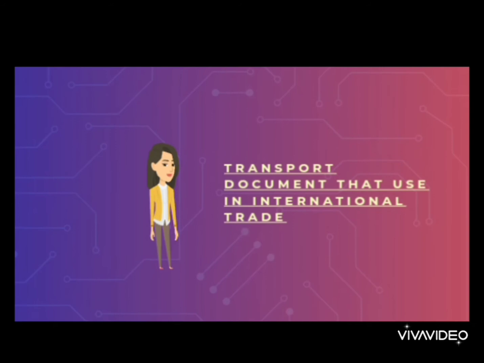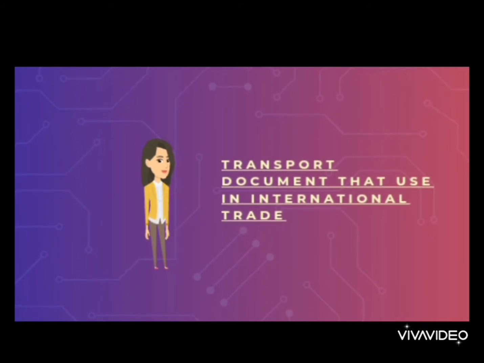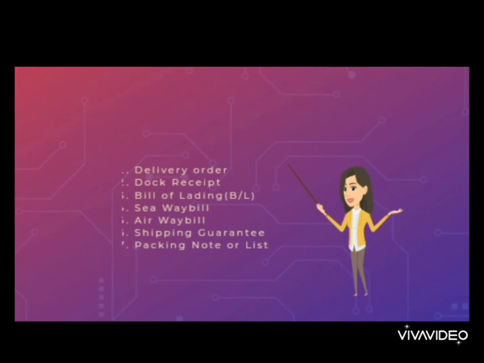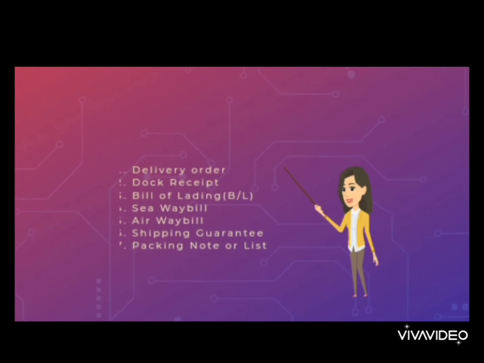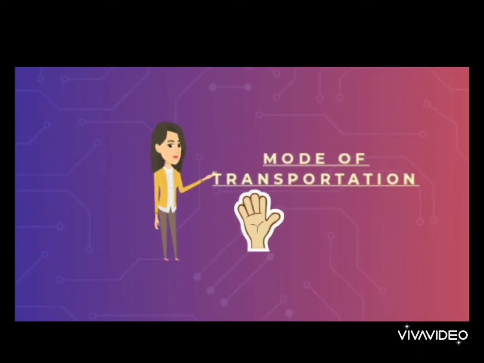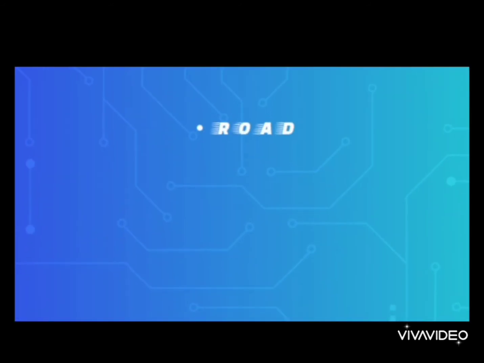Okay, now I have listed out the transport documents that are used in international trade. Firstly is the delivery order, the dock receipt, the bill of lading, sea waybill, airway bill, shipping guarantee, and packing note or list. And now we will talk about the modes of transportation and five of its types.